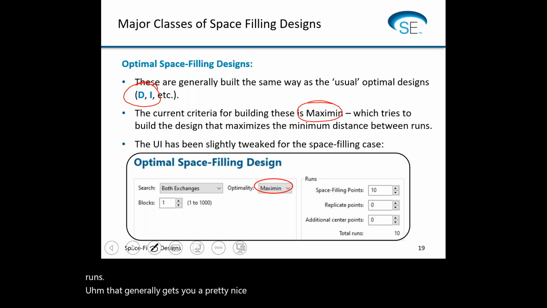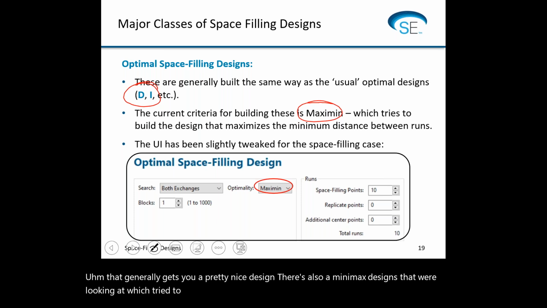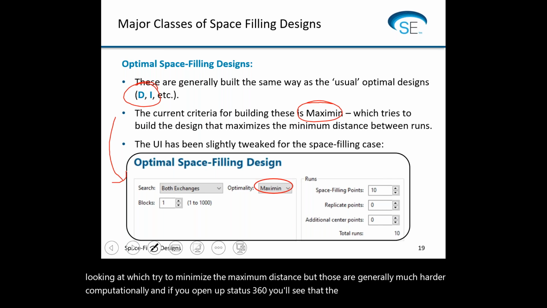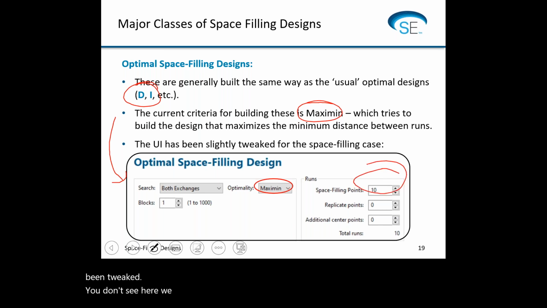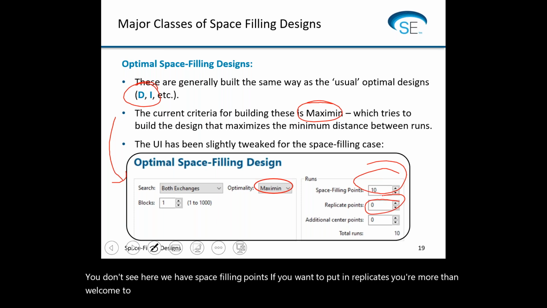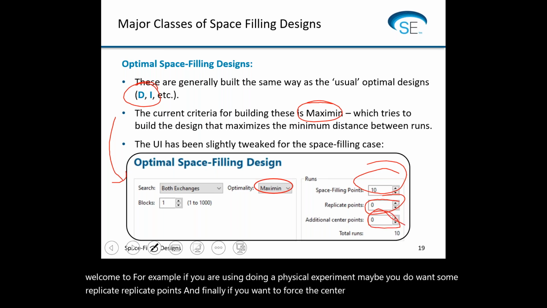There are also minimax designs that we're looking at, which try to minimize the maximum distance, but those are generally much harder computationally. And if you open up Statist 360, you'll see that the UI for space filling designs has been tweaked. Here we have space filling points. If you want to put in replicates, you're more than welcome to. For example, if you are doing a physical experiment, maybe you do want some replicate points. And if you want to force the center point in, you can still do that here.